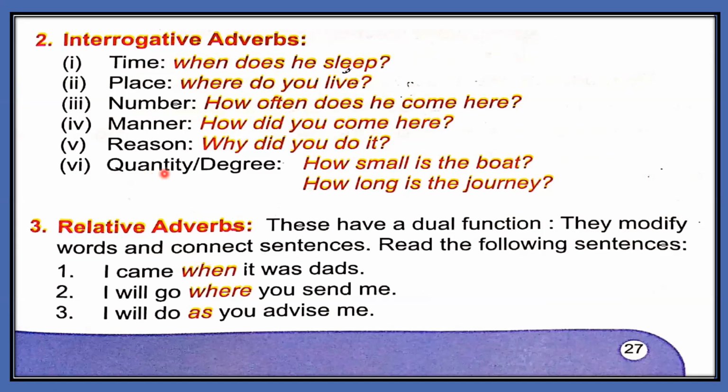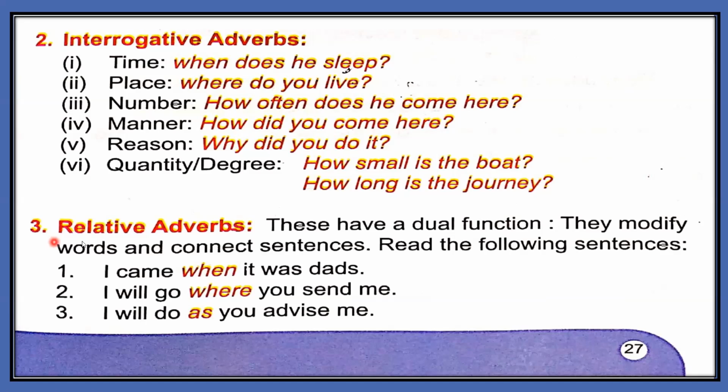And number six, quantity or degree. How small is the boat, or how long is the journey? How small is the boat? It is too small. Or how long is the journey? It is too long a journey. So both can be used in quantity or degree.